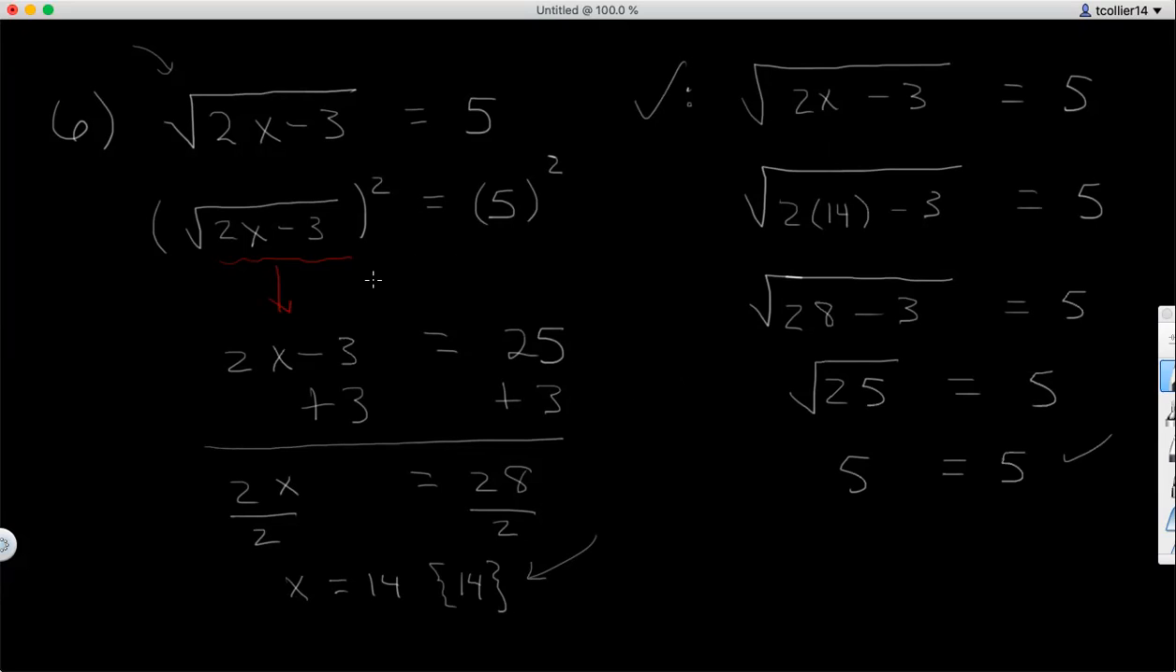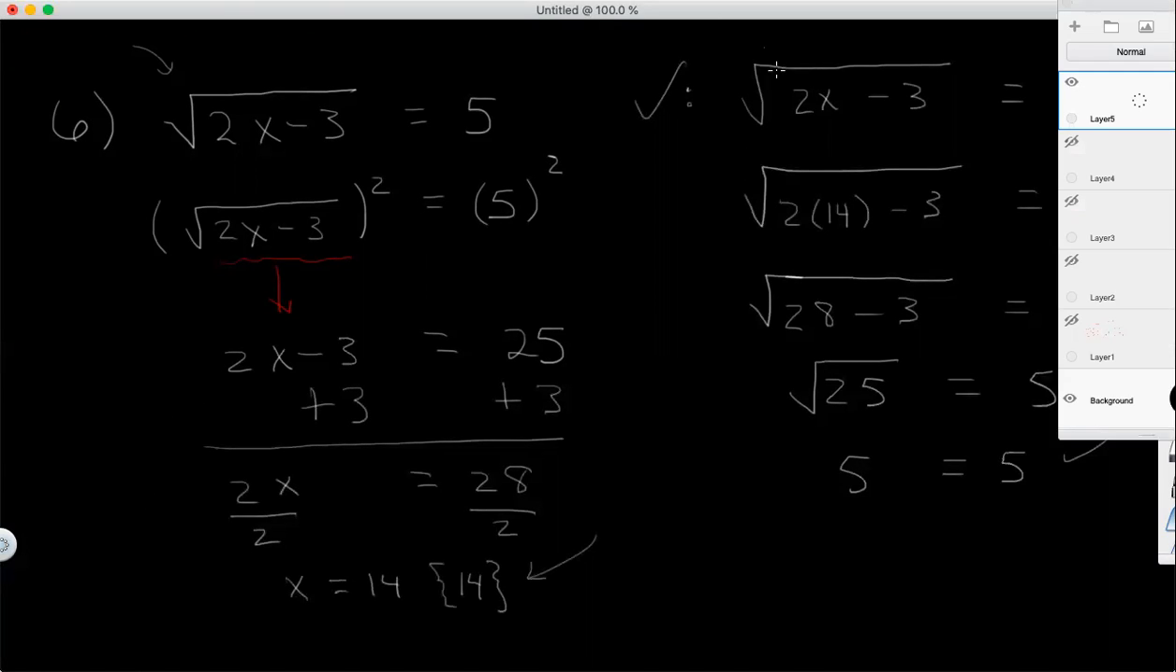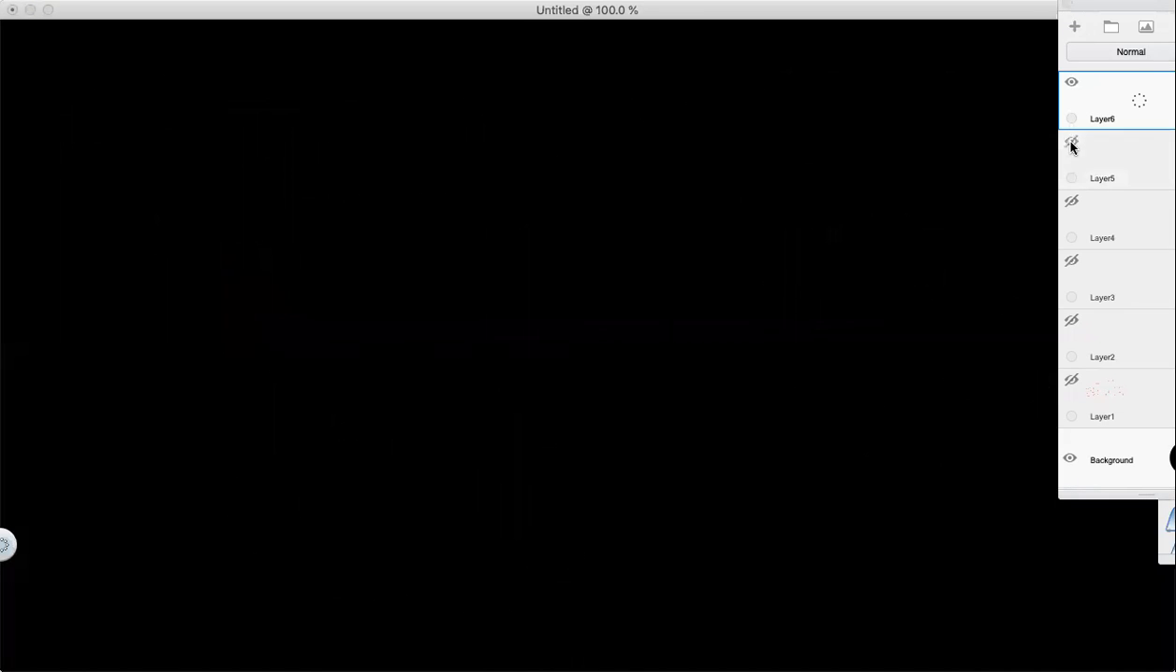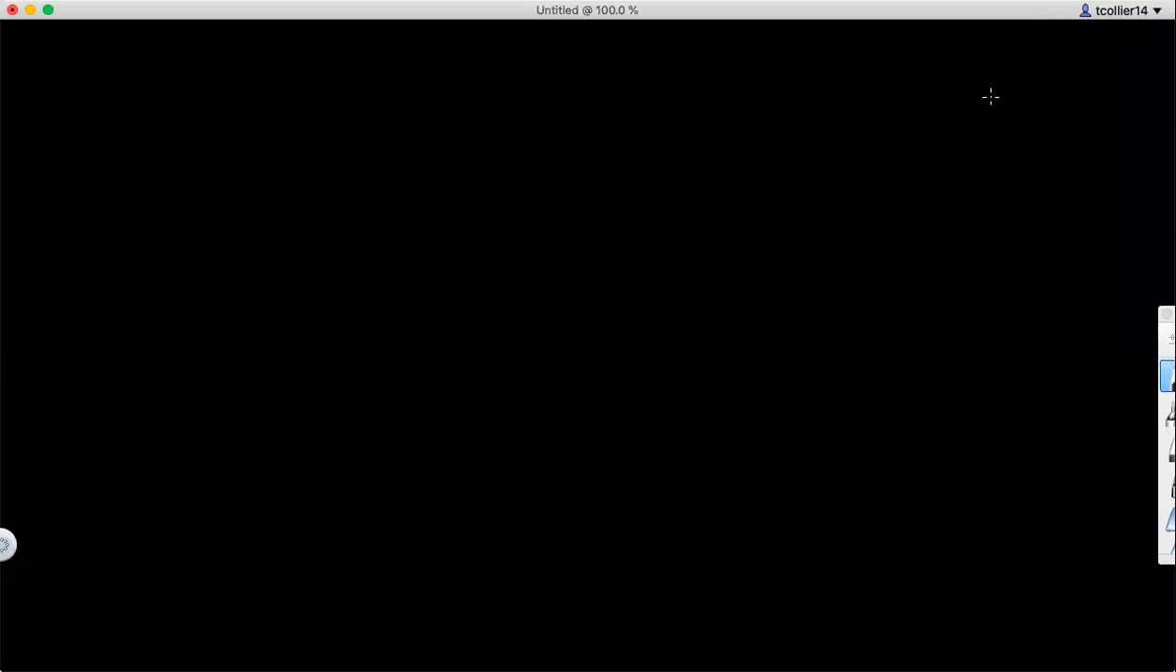Okay. I have run out of room, so let me get my next layer going. There we go. Okay, 7.